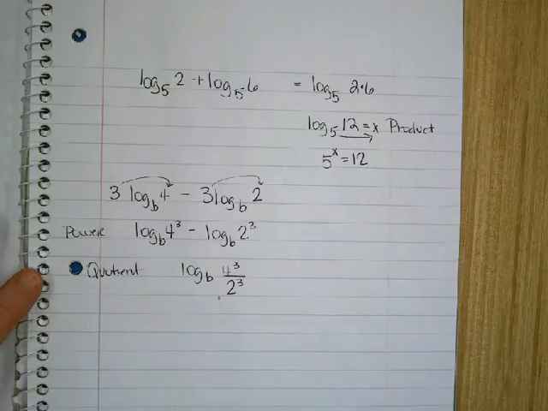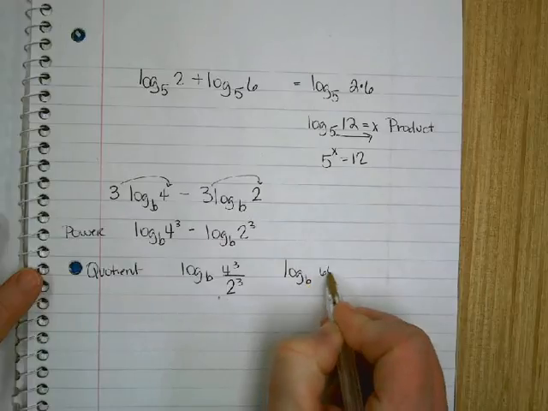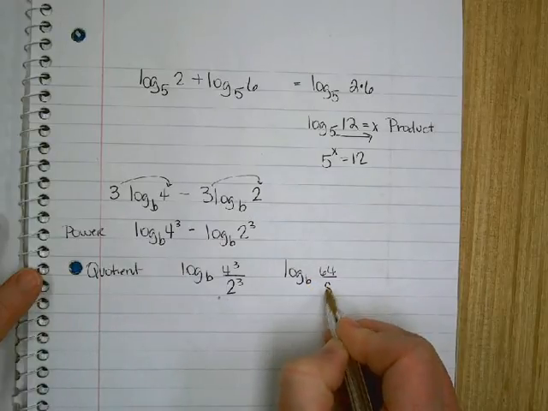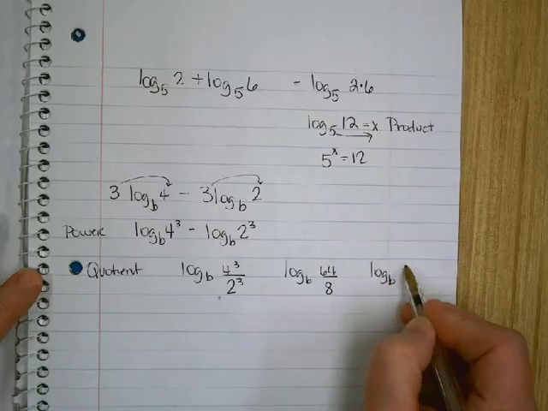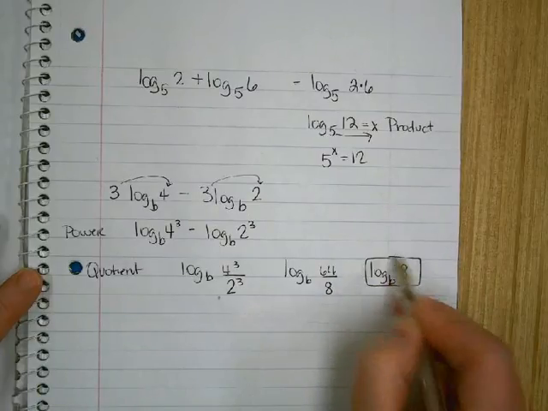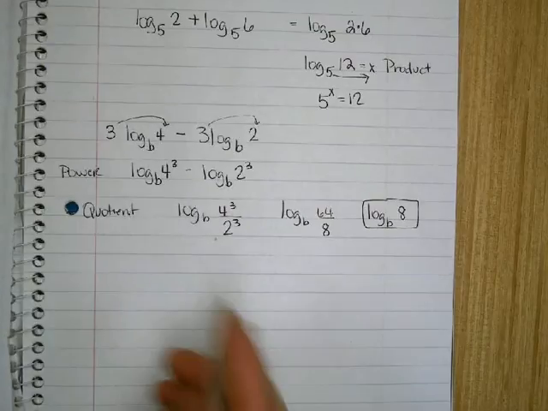Now I would go ahead and figure out what 4 to the third and 2 to the third are, and then I'd simplify the answer. So what's 4 to the third power? What's 2 to the third? Okay, so log base b of 64 over 8 is log base b of 8. And I use the power and the quotient rule here. Any questions on that? Okay, next example.